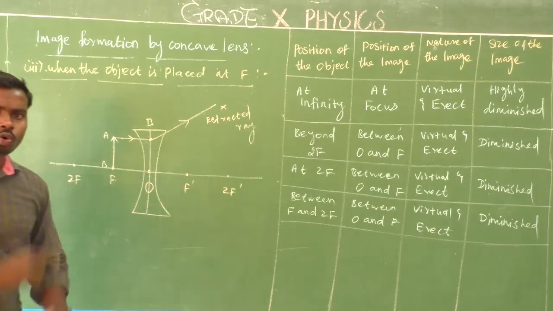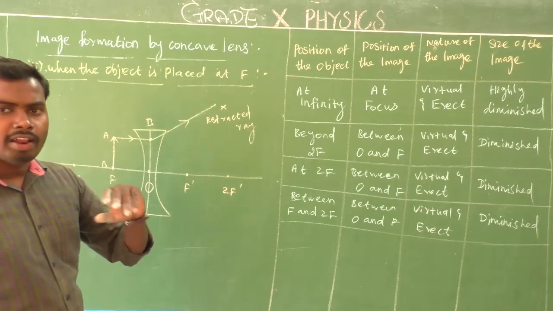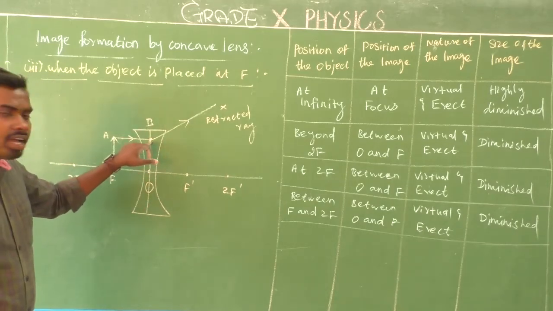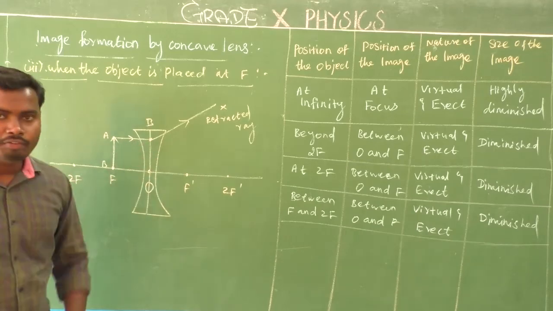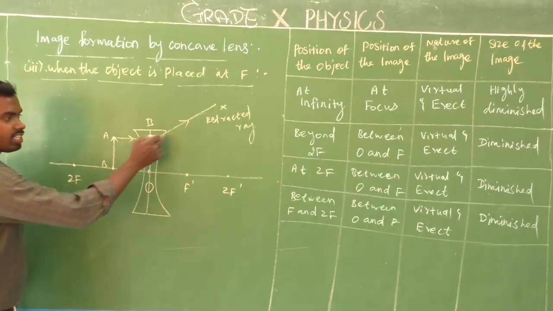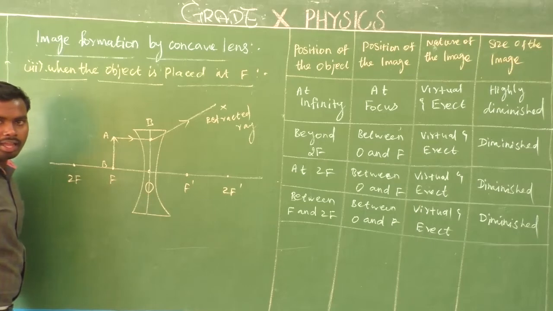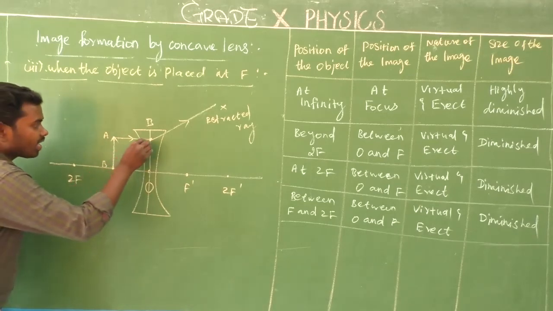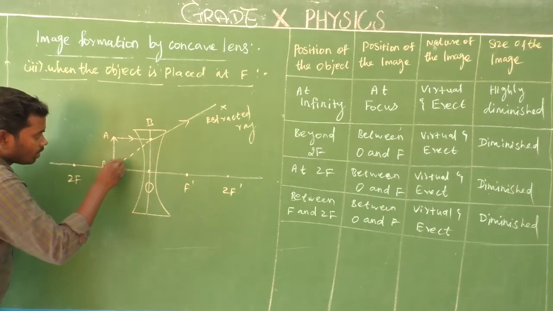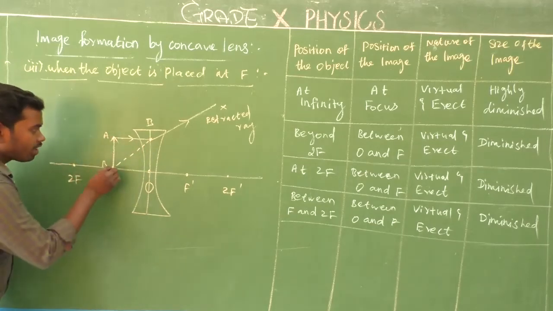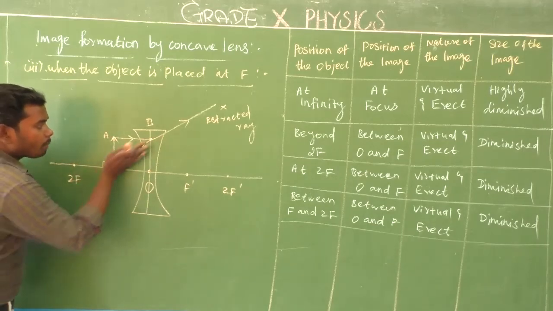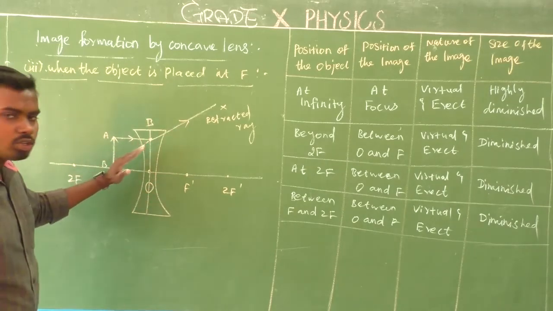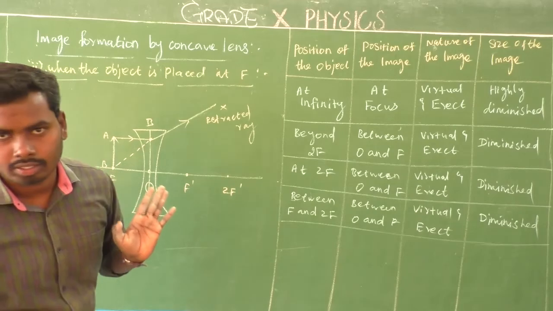So what is the first rule? If a ray of light is parallel to the principal axis of a concave lens, it appears to come from its focus after refraction through it. So if we extend this refracted ray BX backside, it appears to be coming from its focus. Yes, this refracted ray appears to come from its focus. The first rule is completed.